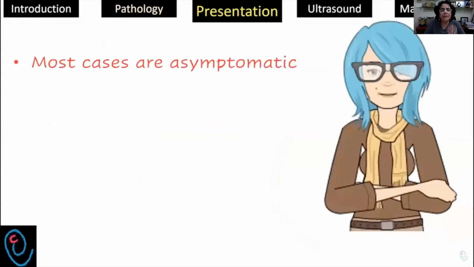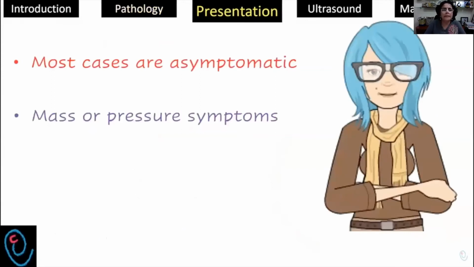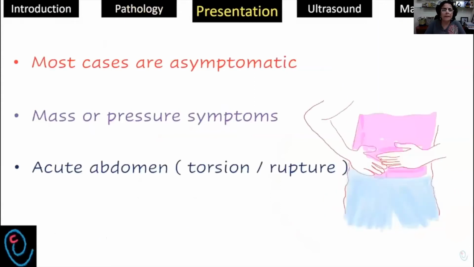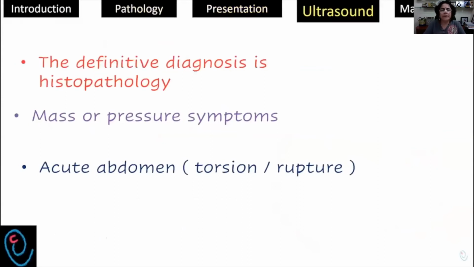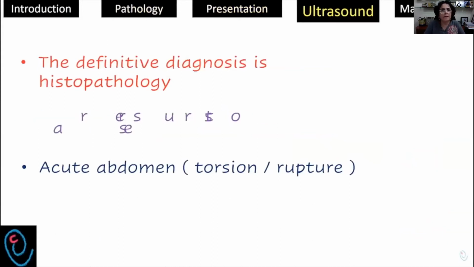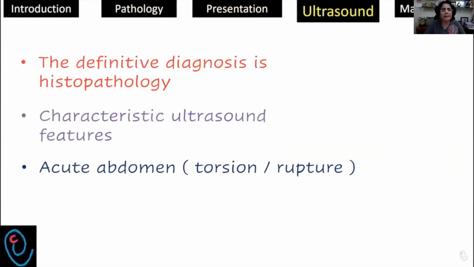The presentation in most of the cases is asymptomatic. Sometimes there is a mass we can feel, or there are pressure symptoms. The patient can come with an acute abdomen like torsion or rupture. But the definitive diagnosis is made by histopathology, and also by ultrasonography. There are characteristic ultrasound features with it.